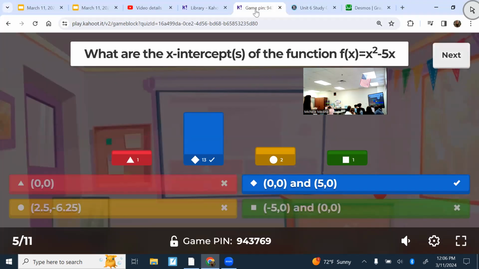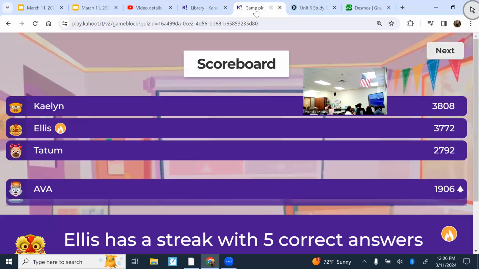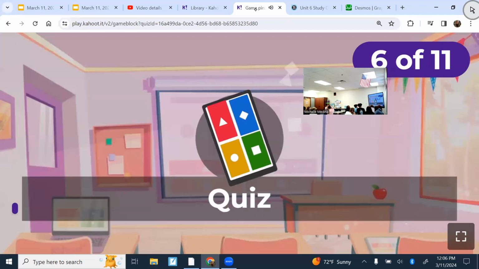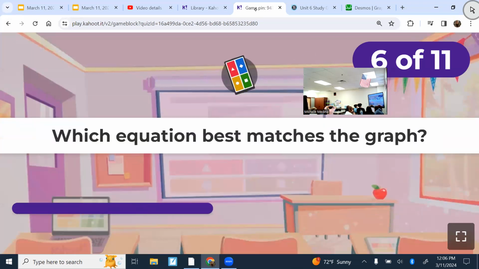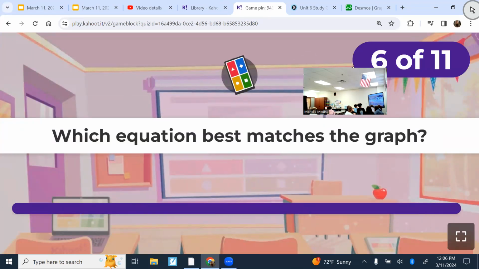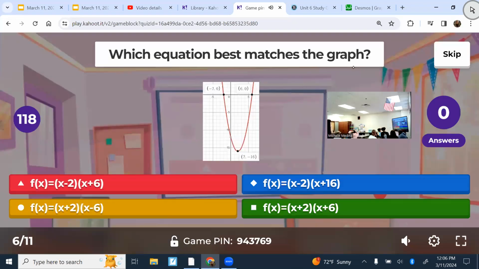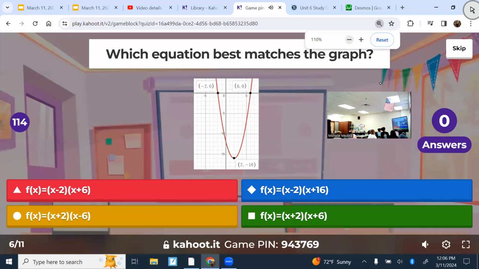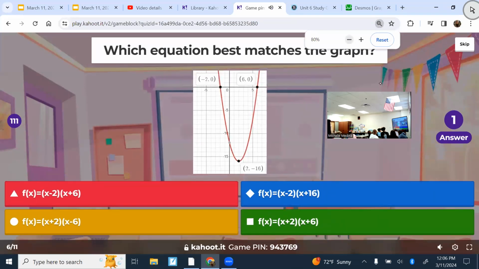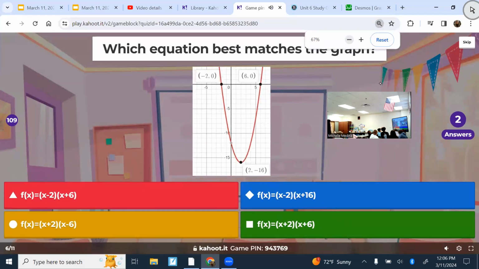Here's the next one. Which equation best matches the graph? And this one you have options, no, you won't get options tomorrow. Which equation best matches the graph?